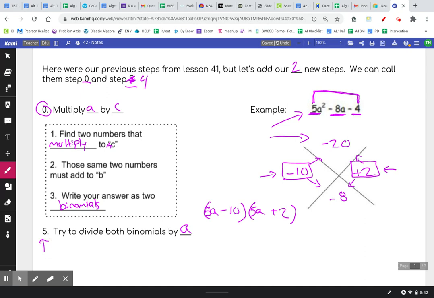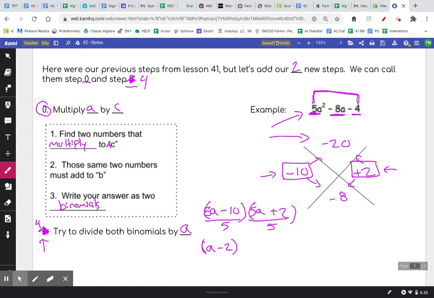I'm on to step 5, right? Because I've gotten through 0 through 3 pretty quickly. Again, this should say 4, if I'm being honest. I need to try to divide both of these binomials by whatever my a term is. Well, my a term is 5, so I'm going to try to divide this by 5, and this by 5. When I say try, you'll see what I mean. Looking at the first one, 5a divided by 5 is just a, and negative 10 divided by 5 is negative 2, so we were able to clean that one up with division.